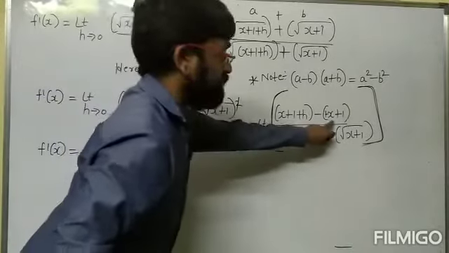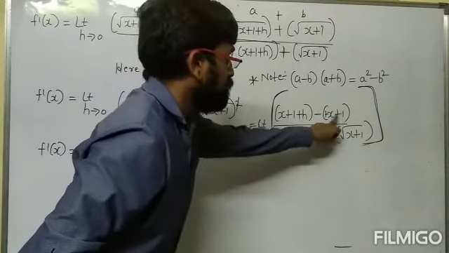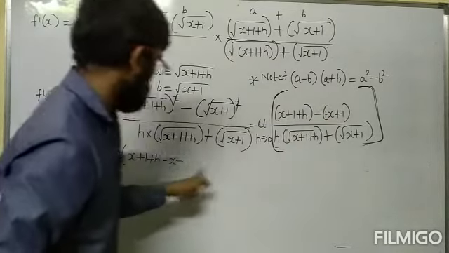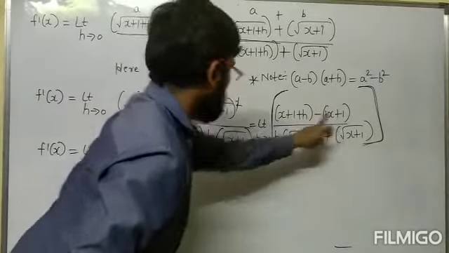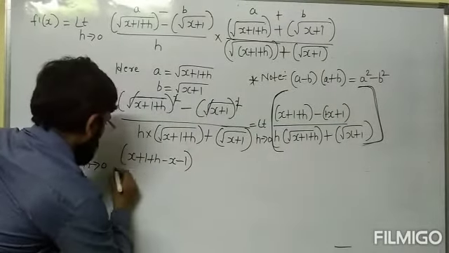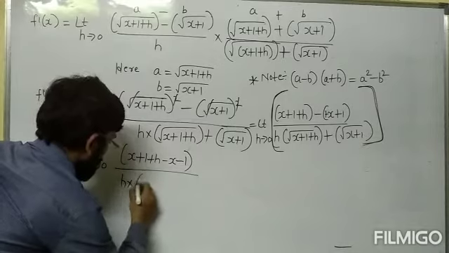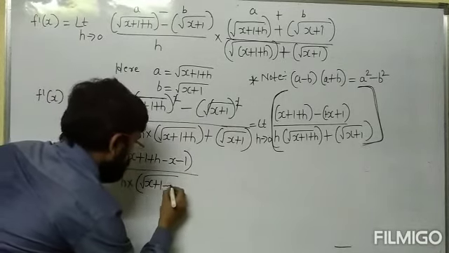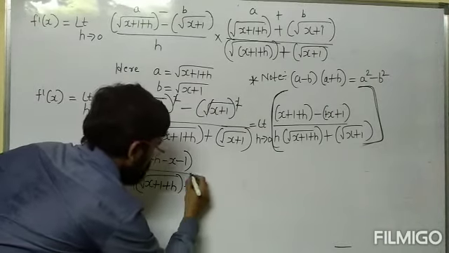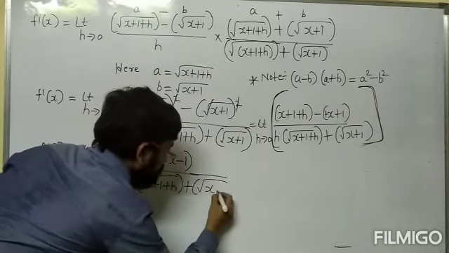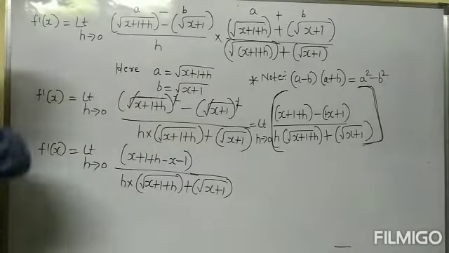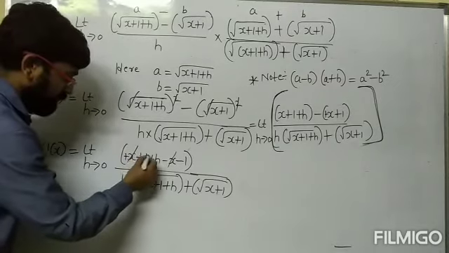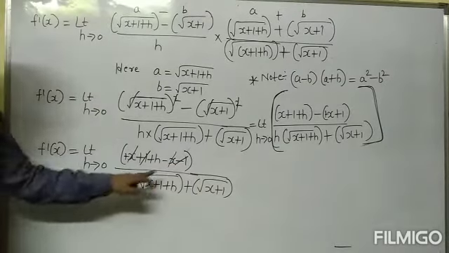Close the brackets. Minus into plus is minus, so minus 1. By h into root x plus 1 plus h plus root x plus 1. Close the brackets. Now x cancels with minus x, and minus 1 plus 1 cancels. Over.